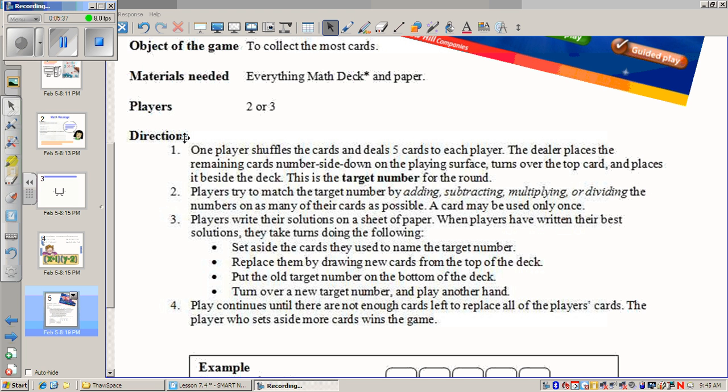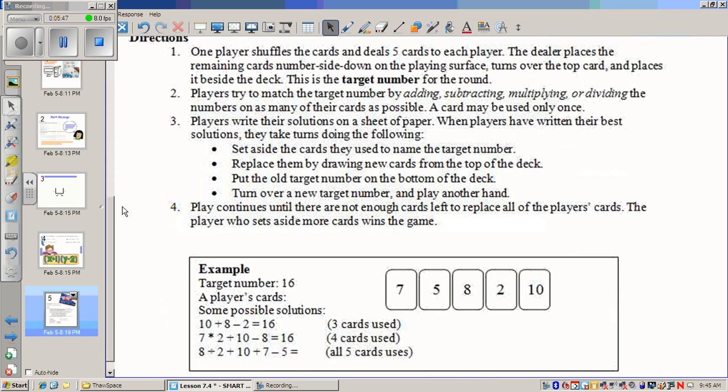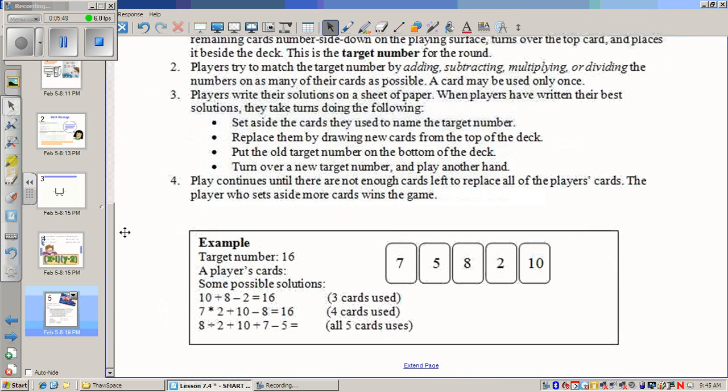So for instance, it says play continues until there are not enough cards left to replace all the players' cards. The player who sets aside more cards wins the game. Now, here's what I mean. For instance, if my target number were 16 and the cards I had in my hand were 7, 5, 8, 2, and 10, here are some possible solutions.